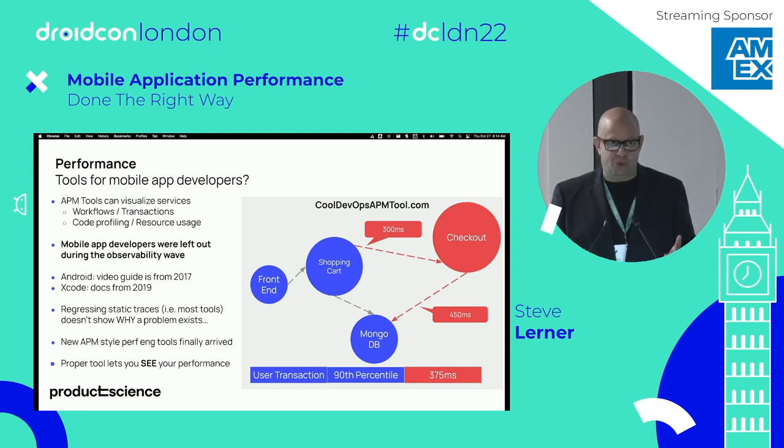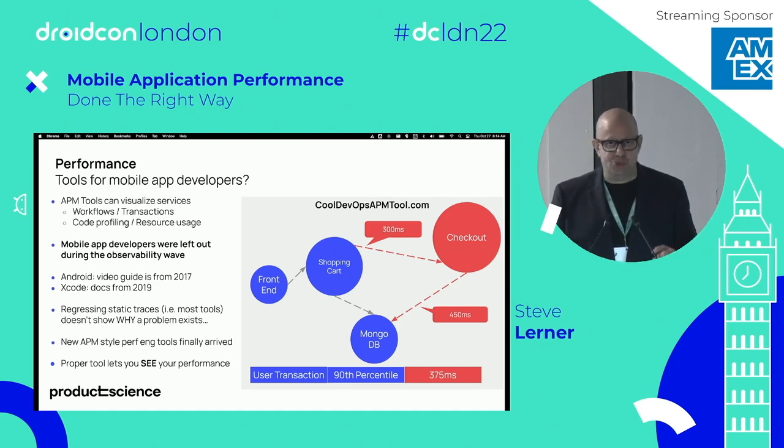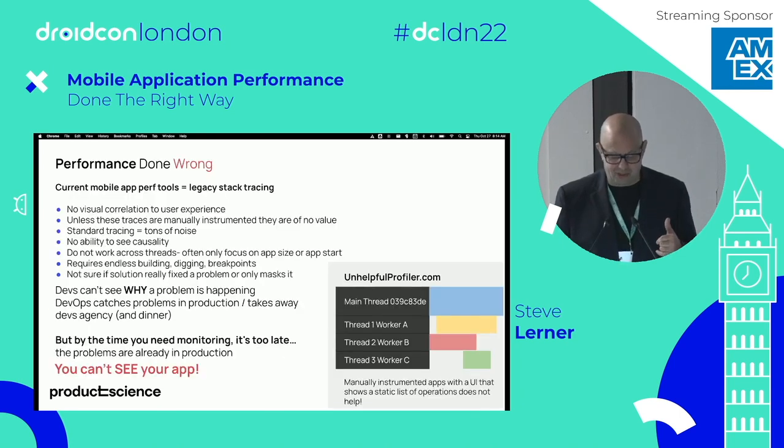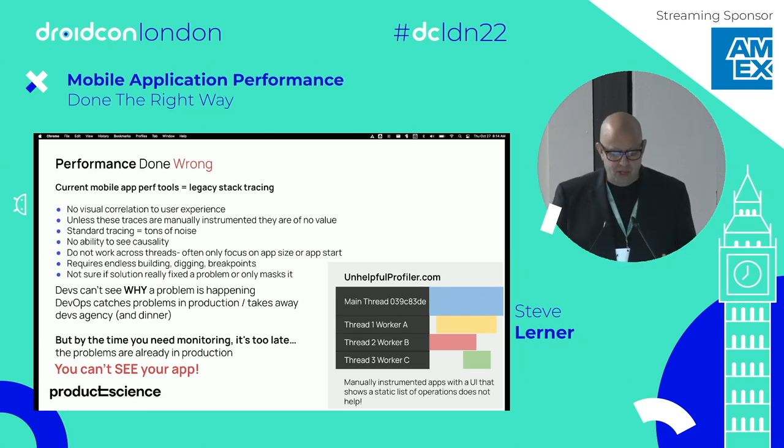There are new tools that do APM, application performance measurement, that have finally arrived that let you see your app. See your app. Not dive through logs, not dive through random sets of traces, but to see your app and see your performance. So let's first talk about what is performance done wrong. If you cannot see your app and its correlation to your code, you're doing it wrong. How do you know what's really going on in your app if you can't see the app while you're looking at the code and the performance?